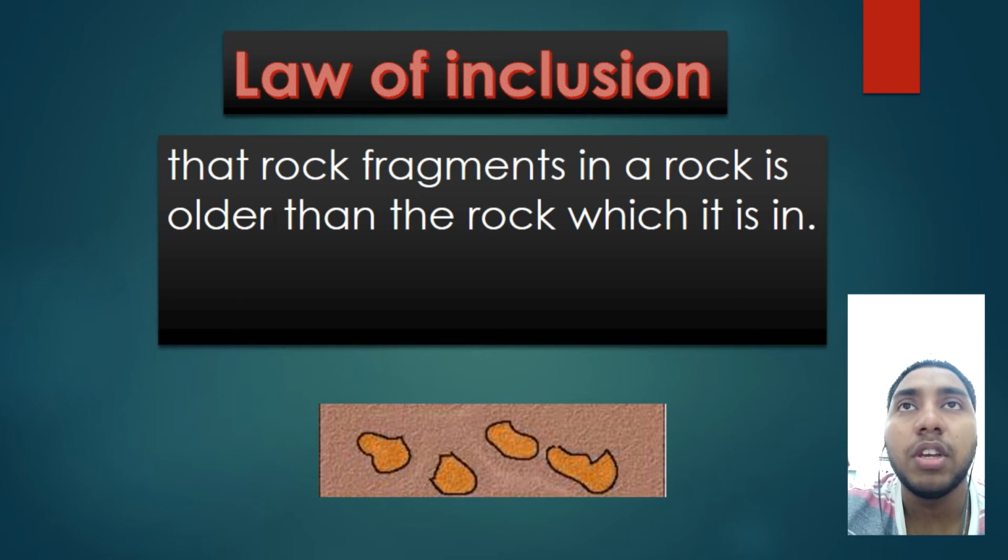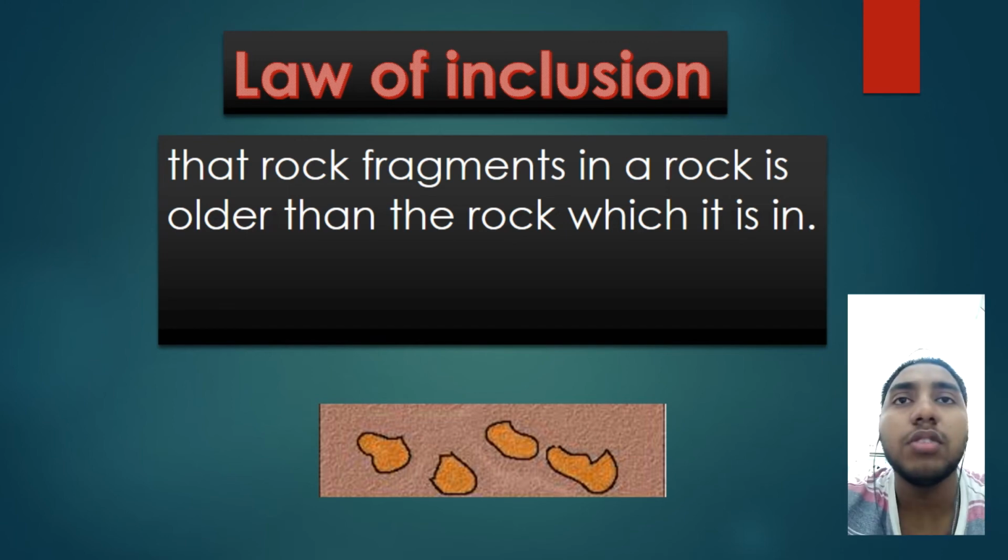So I'll be talking about the law of inclusion and the principle of uniformitarianism. We'll start with the law of inclusion. The law of inclusion states that the rock fragments in a rock are older than the rock which they are in. What they're trying to say here is that these four pieces of rock fragments are actually older than the rock outside of them.